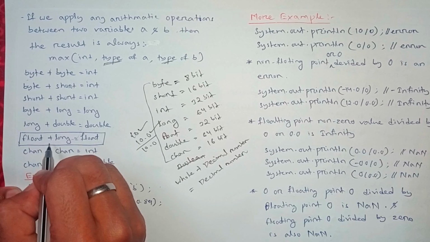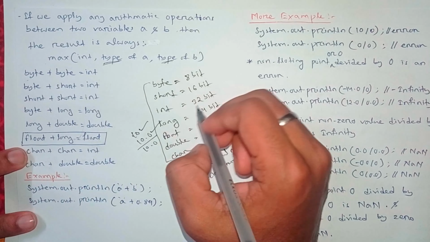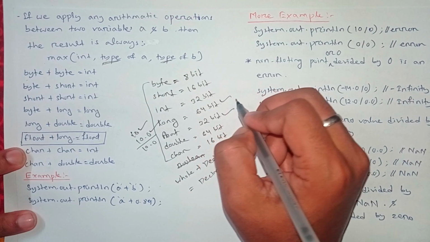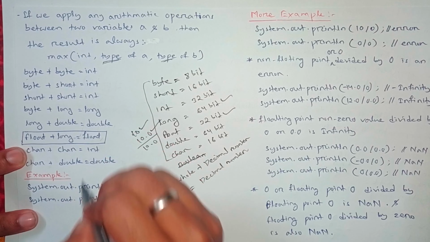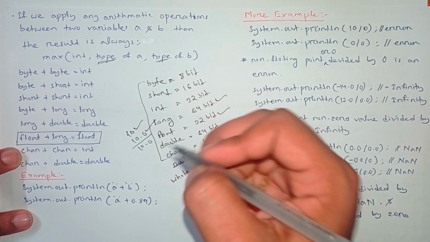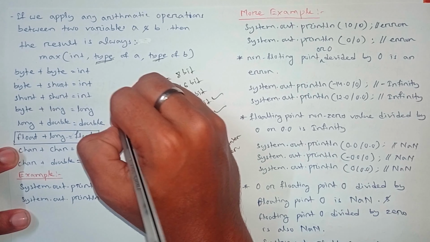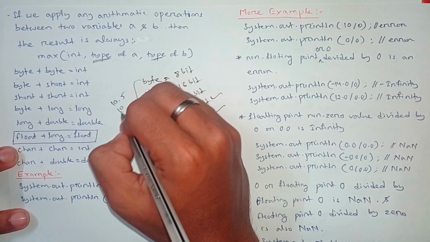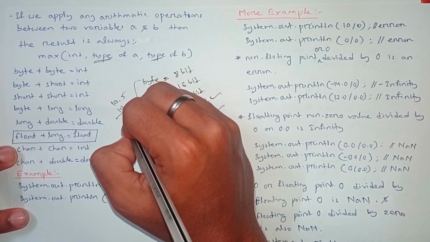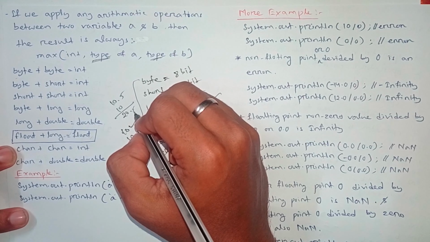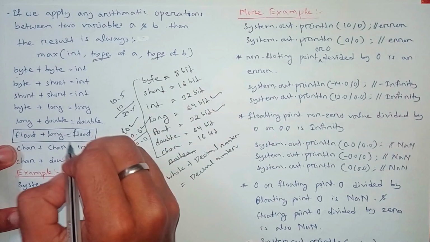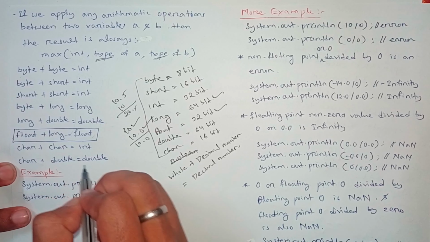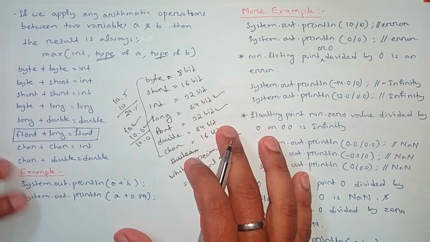Like this, float plus long equal to float. Float is how much? 32 bit. Long is 64 bit. Then why do we get the output float? Because in general arithmetic, float means, let 10.5, and long means 10. 10.5 plus 10 equal to 20.5. We get the output as a decimal value, so that's why float. Like that, character plus character equal to integer, character plus double equal to double. Okay, now see some examples here.